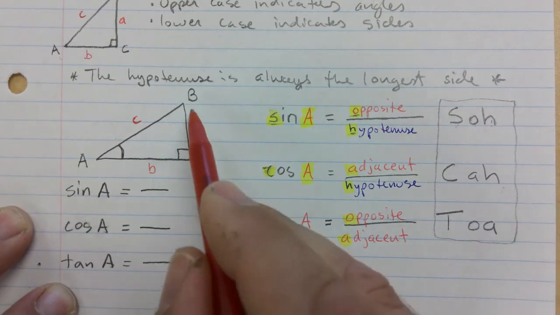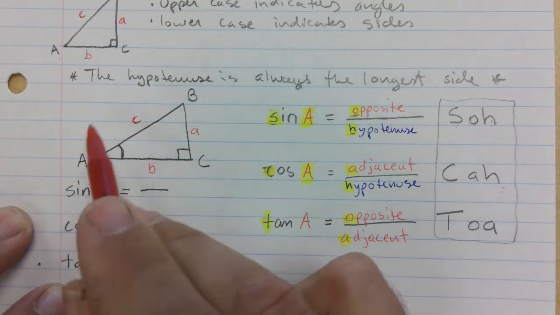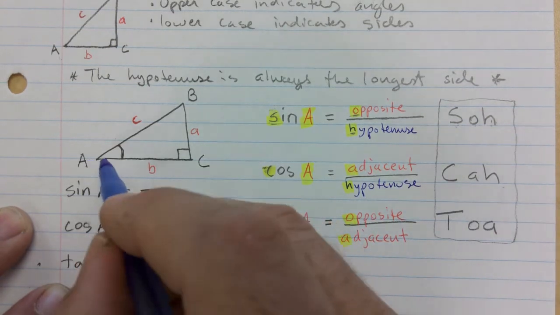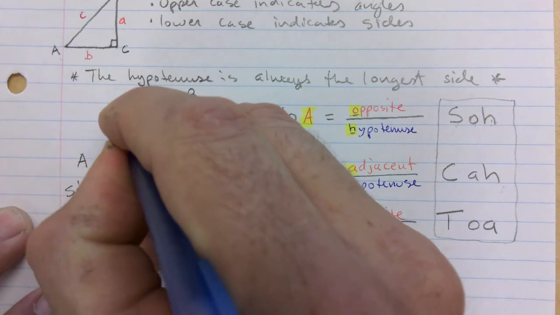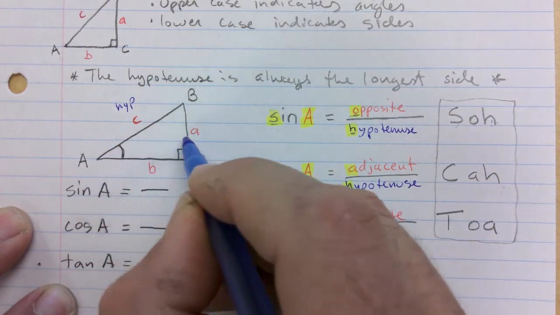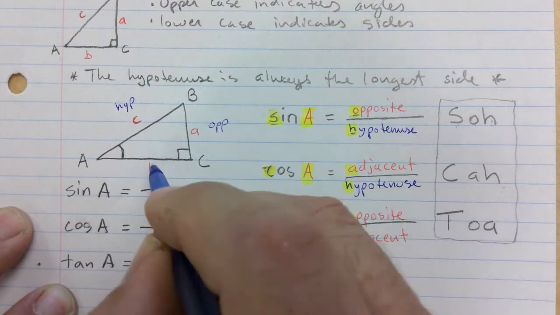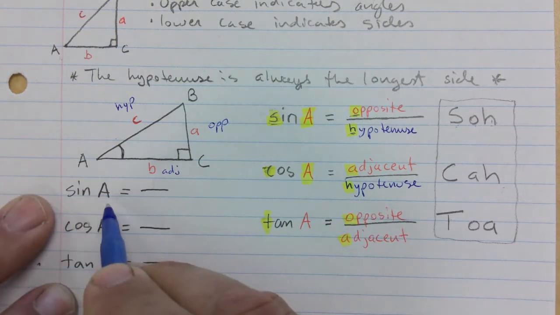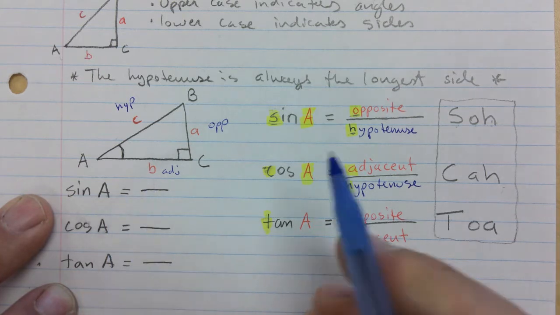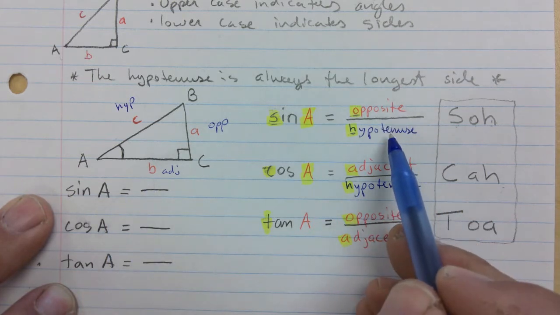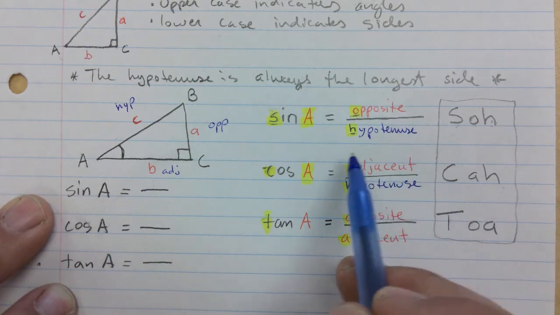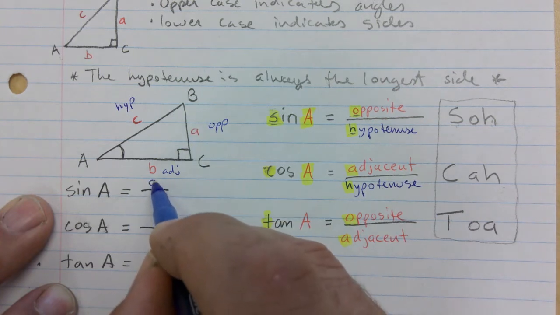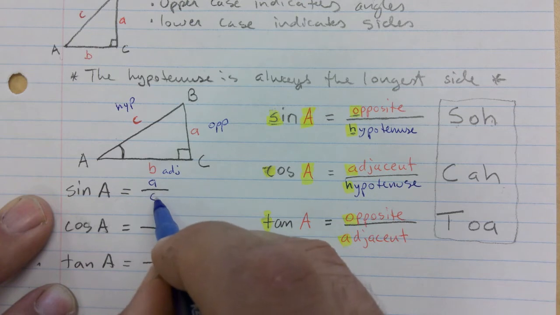So based on this triangle right here, maybe we should label, right? This would be the hypotenuse. This would be the opposite. And so the last one must be the adjacent. So if sine calls for opposite divided by hypotenuse, in this case, the opposite side is A, so we would put A down, and the hypotenuse is C.